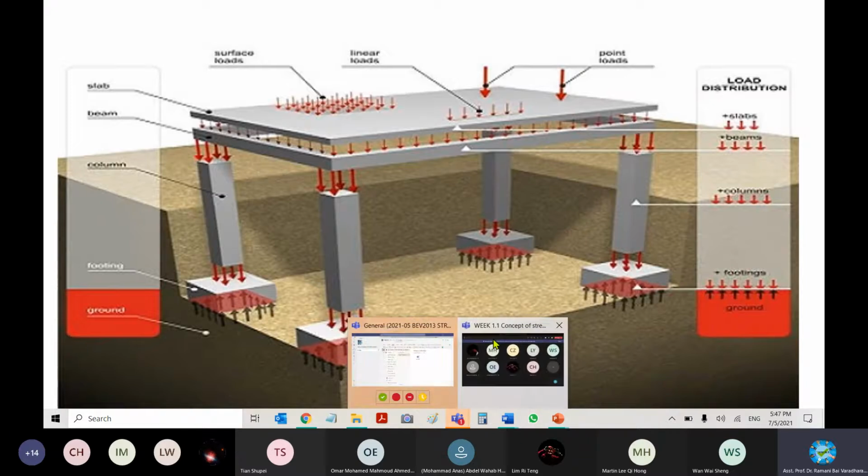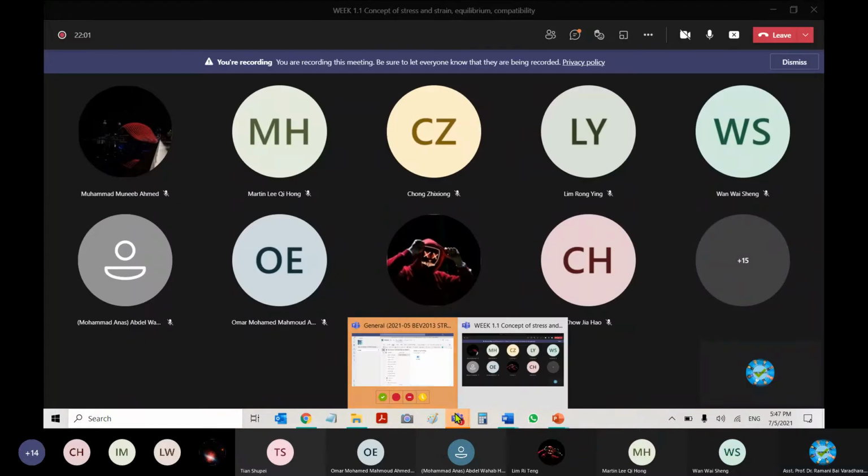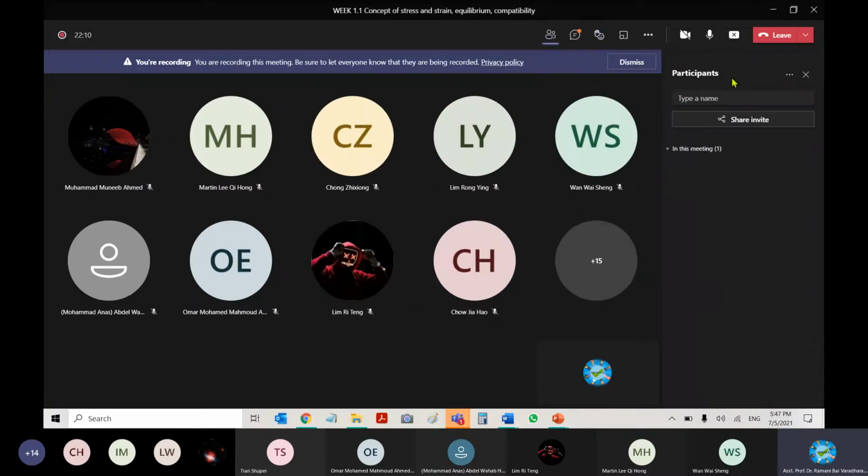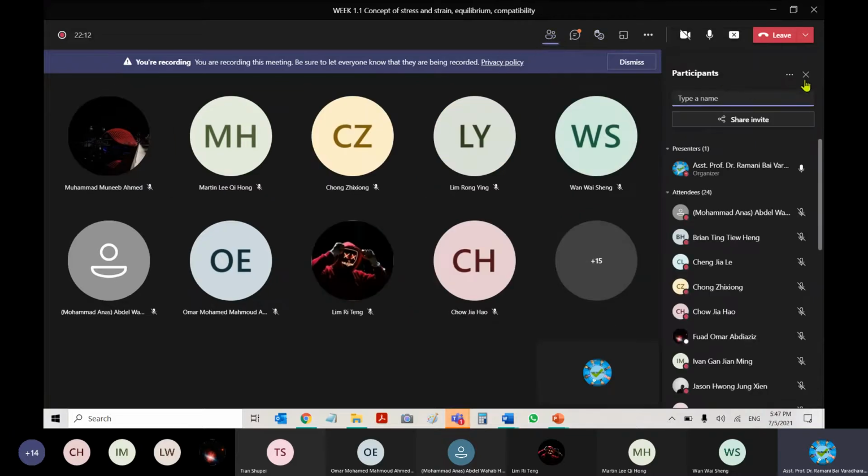Can anyone explain the difference? Just say, I will correct you, don't worry. It does not mean that you should know. We will correct. I take the attendance. Group 24. 4 more missing.